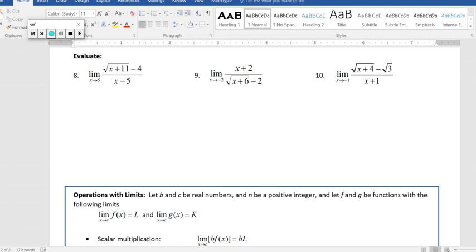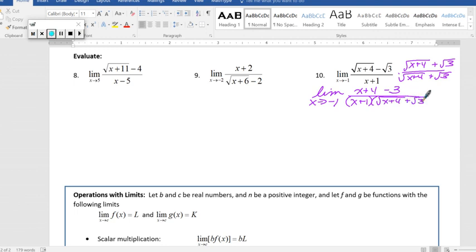For number 10, same thing. If I were to put negative 1, that denominator would go to 0. The conjugate here would be the square root of x plus 4 plus the square root of 3. The limit as x is approaching negative 1. On the top part here, we're going to get x plus 4 minus 3. On the bottom here, we've got x plus 1 times the square root of x plus 4 plus the square root of 3.